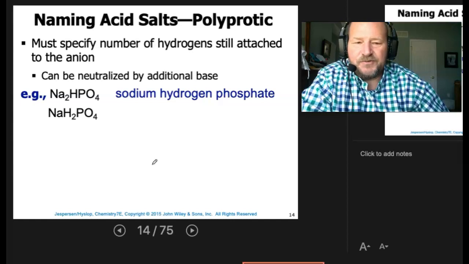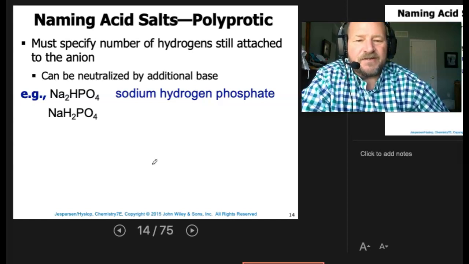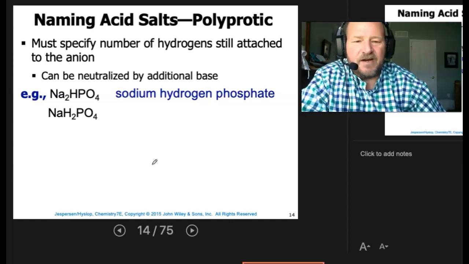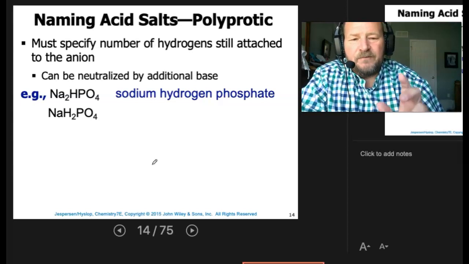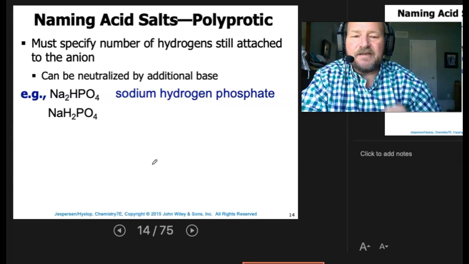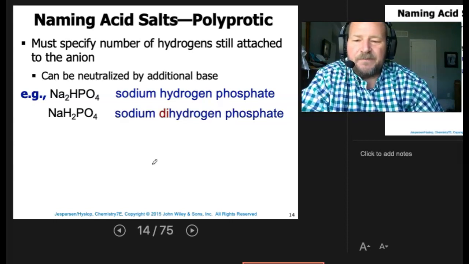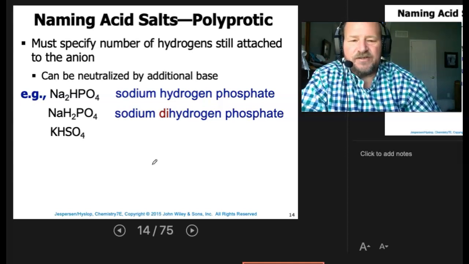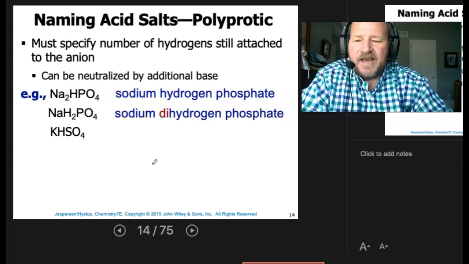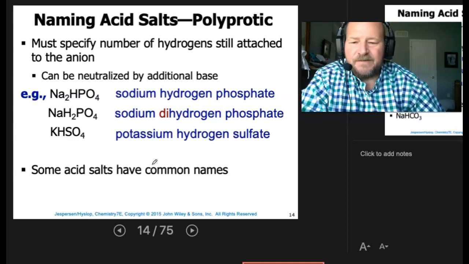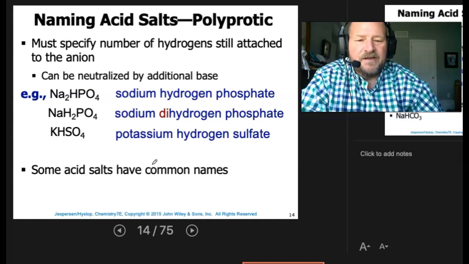So now it's NaH2PO4. Well, here's where it can start to get a little confusing with your naming, because previously prefixes meant we had molecular compounds. But remember, when we're looking at polyatomics, the polyatomic piece typically is considered to be molecular. So we have sodium dihydrogen phosphate. Okay, sodium dihydrogen phosphate. So for KHSO4 then, what would we call that? Potassium hydrogen sulfate.